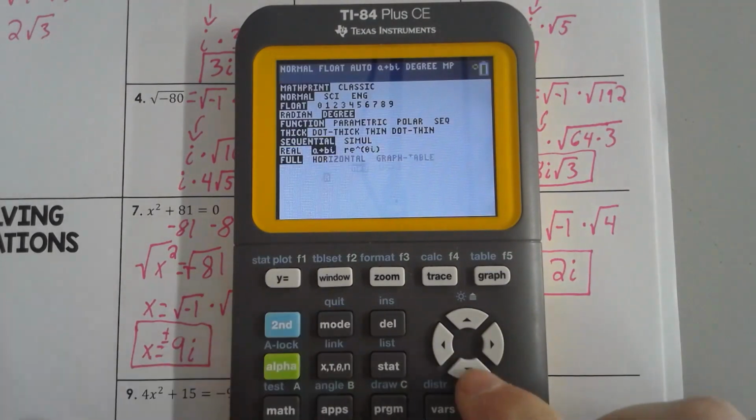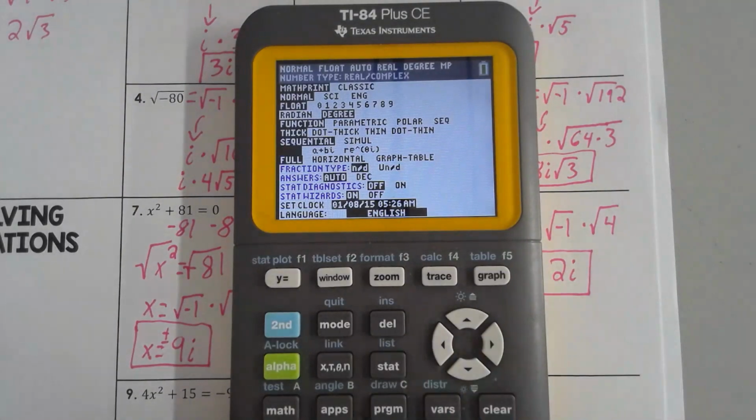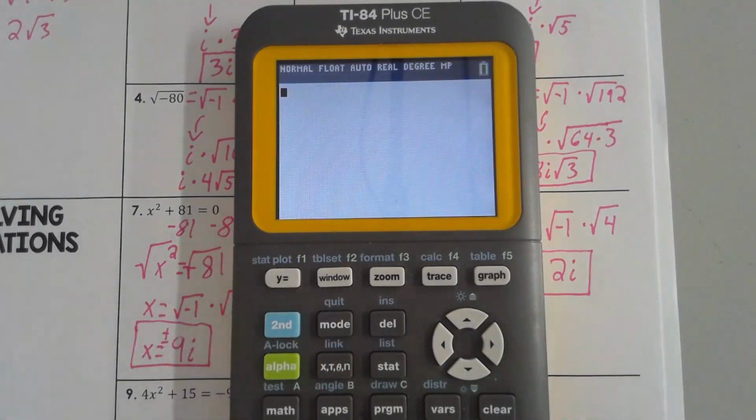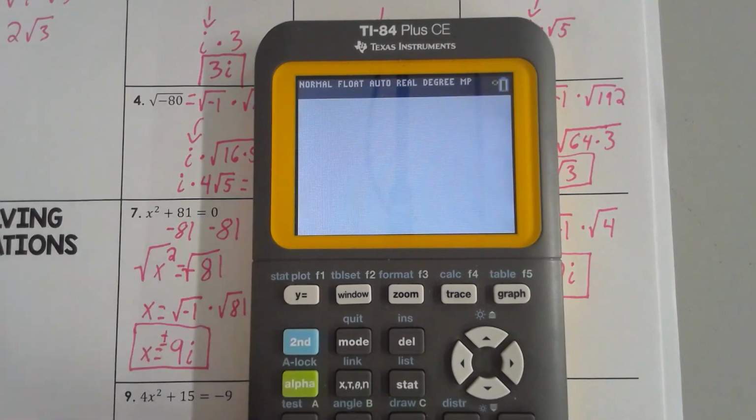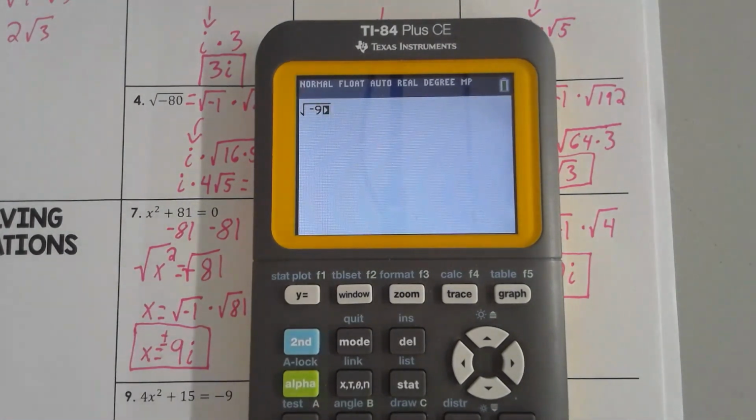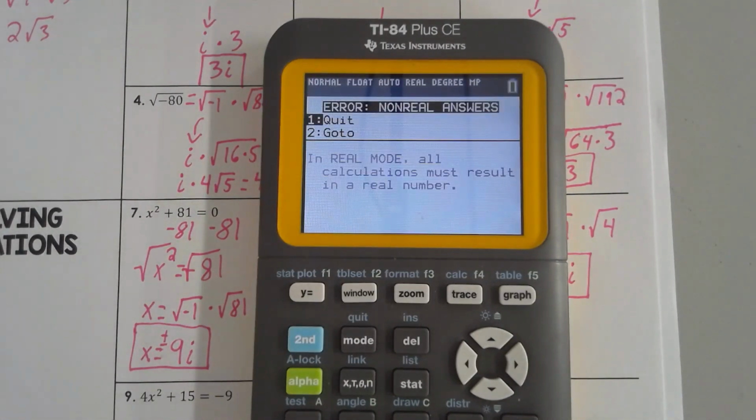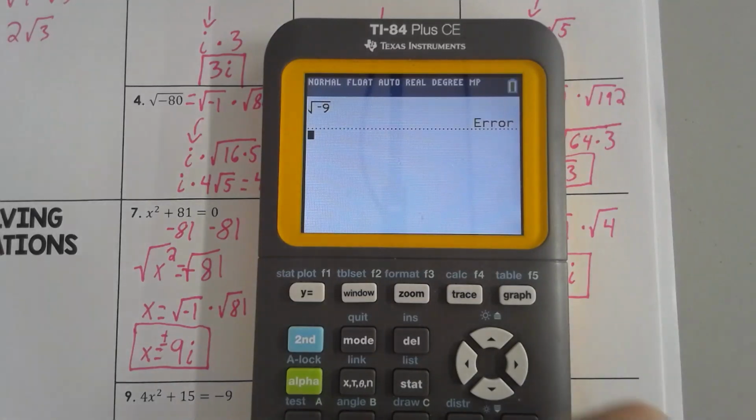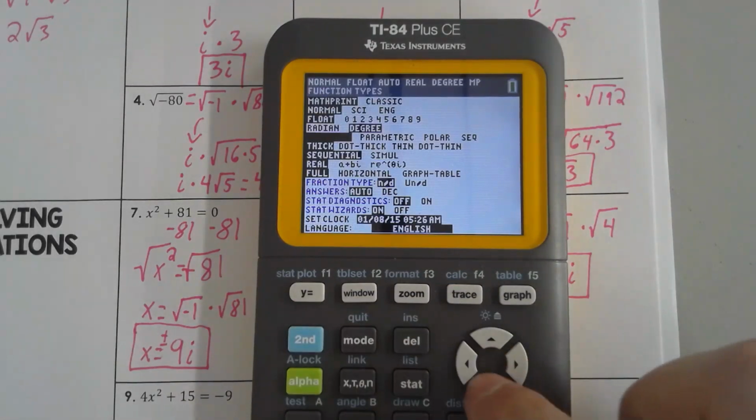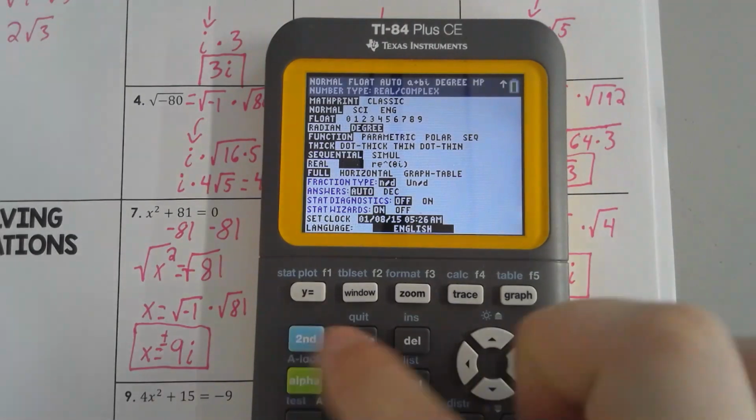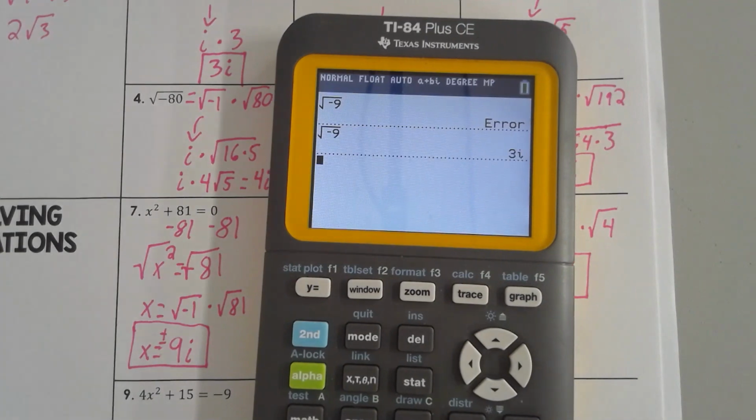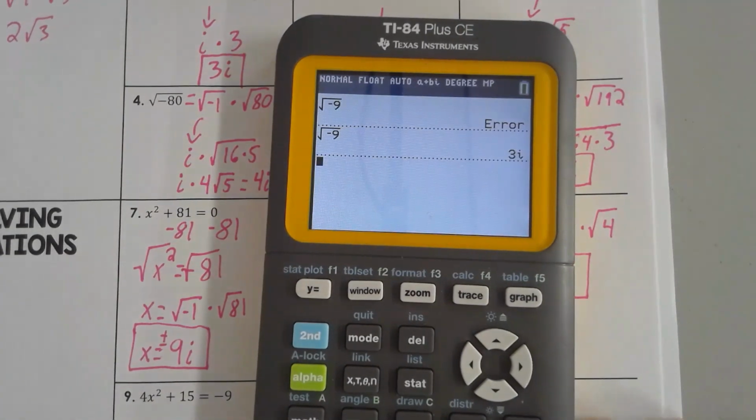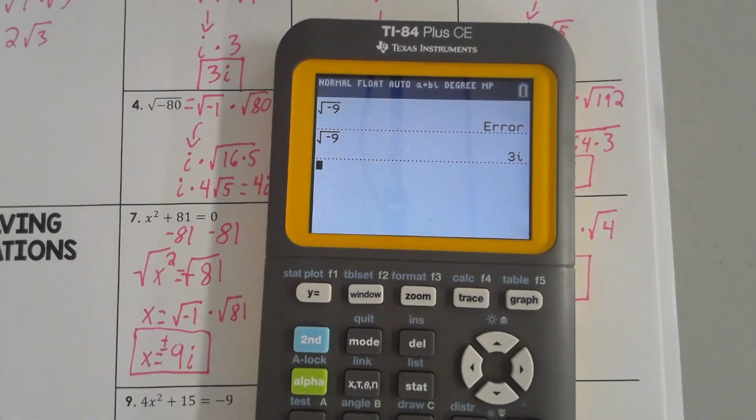And I'll show you why right here. I'm going to put mine in real, but leave yours in A plus BI. If I did number 1, the square root of negative 9, it's going to say error, non-real answers, because it's in real mode. So now I'm going to switch it to A plus BI. Now if I do the square root of negative 9, it's going to say 3i. And that's what we got doing it by hand.